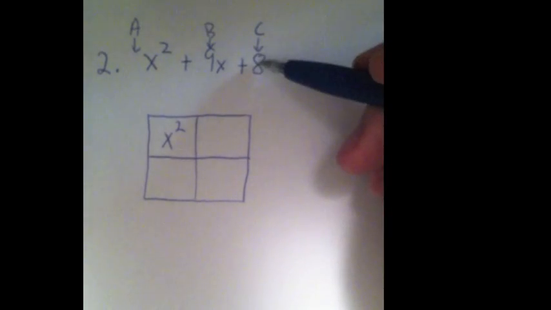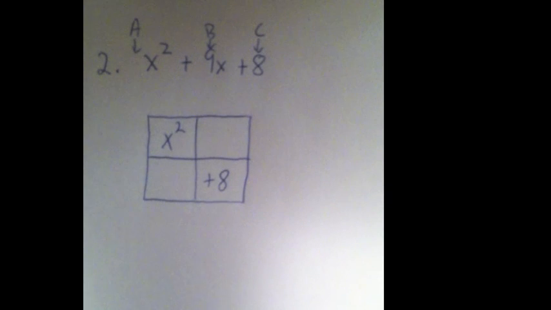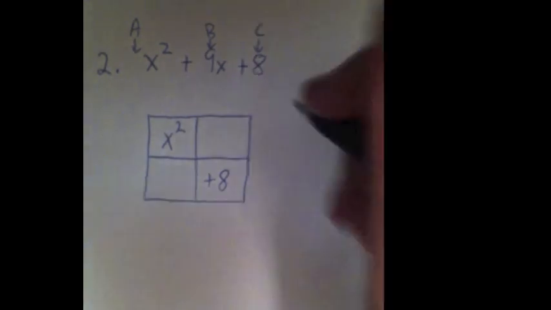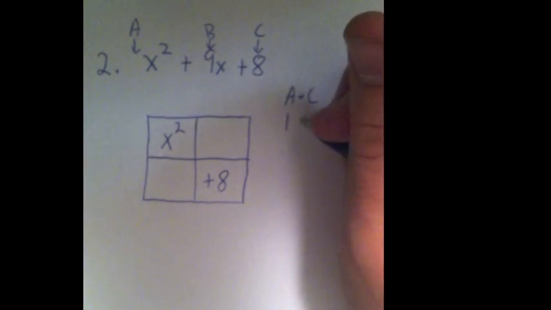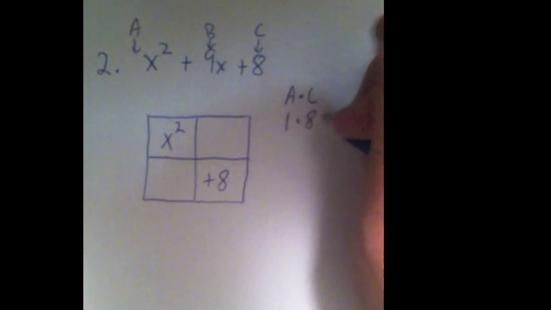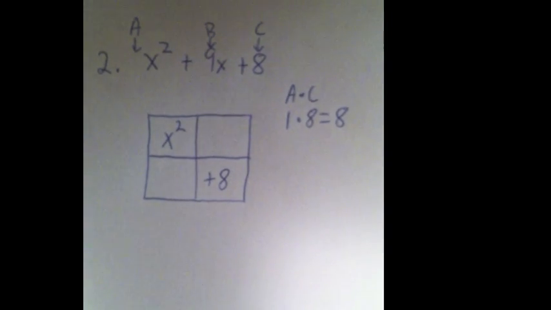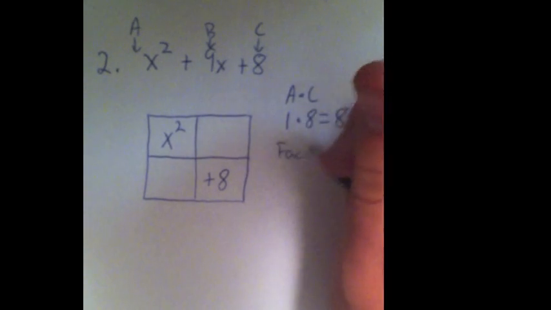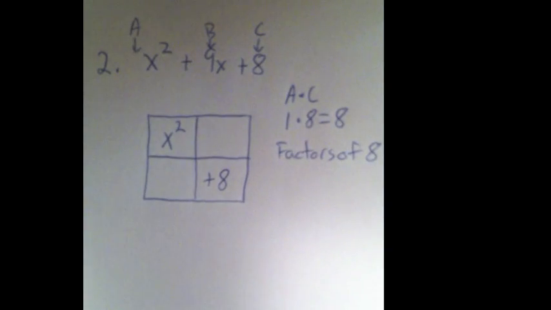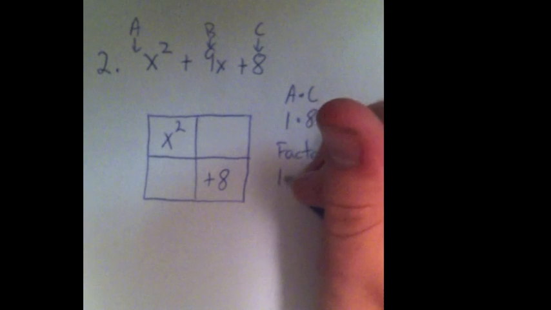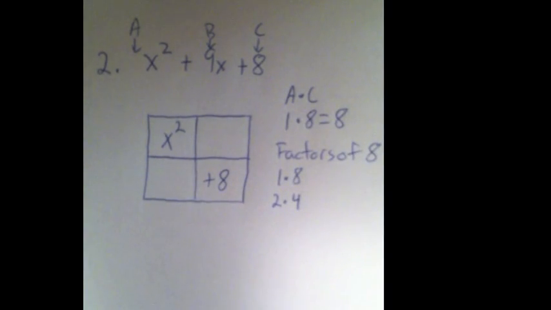I know every example we've done so far has been x squared, but there will be problems that have something other than just x squared. Then we're going to take our last term and put it in the last box, so 8. Now we need to figure out what a times c would be, and that's 1 times 8, which equals 8. So let's find some factors. So factors of 8 are going to be 1 times 8, 2 times 4, I think that's it.